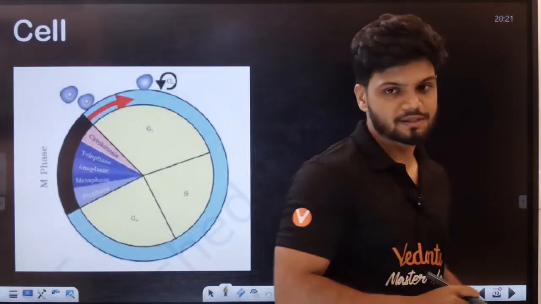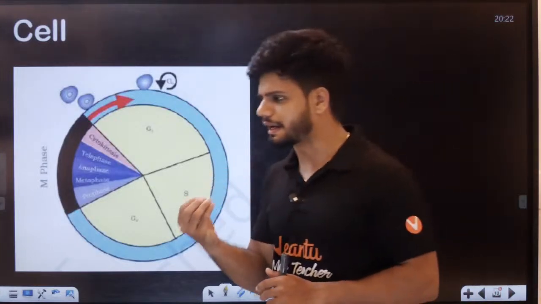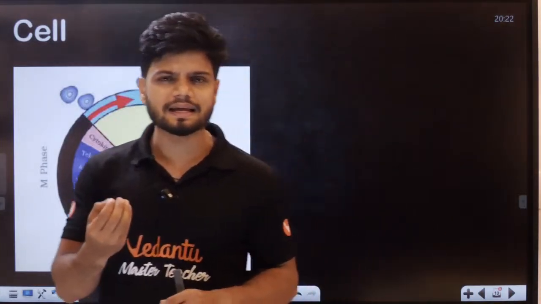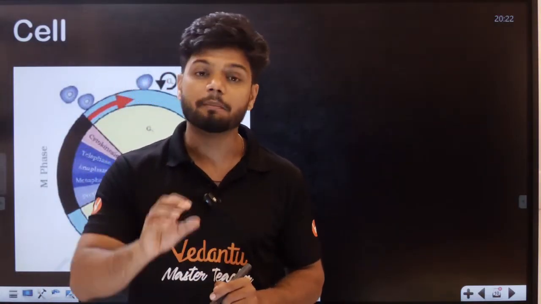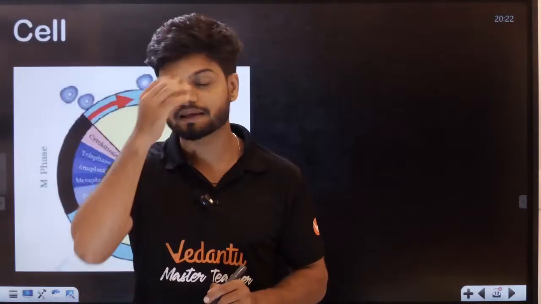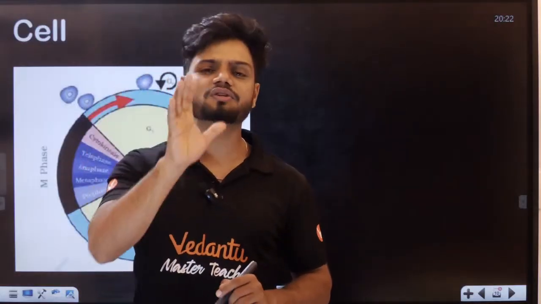Now, students, we were talking about the cell, right? A particular cell can divide. All of you agree with me? A meristematic cell can divide. Permanent cells can also divide, yes, they can divide. But how does the division actually happen?